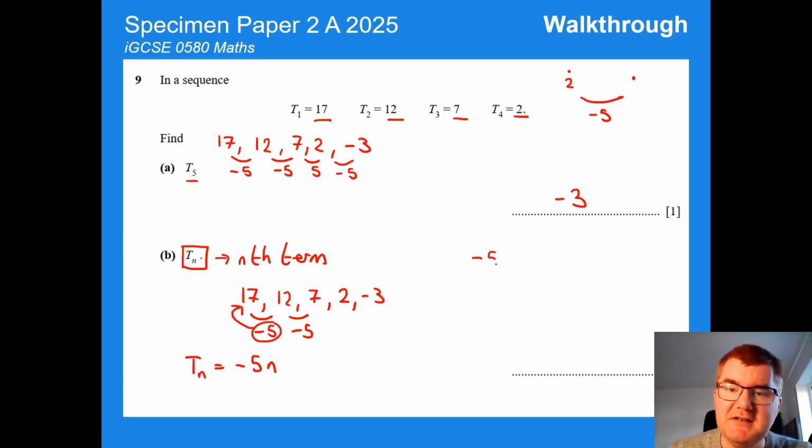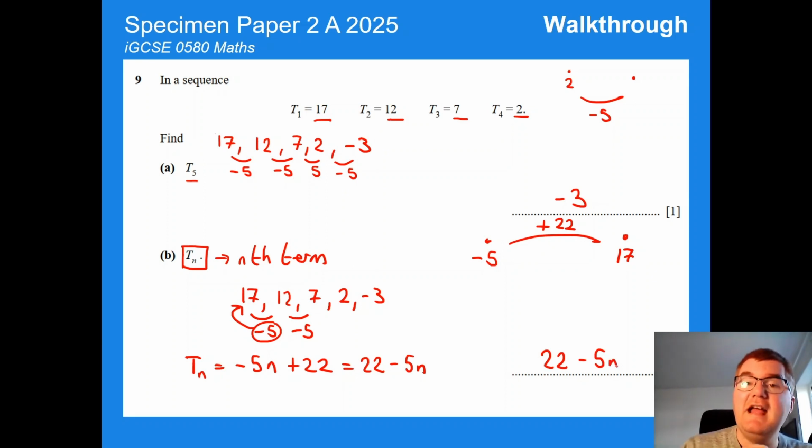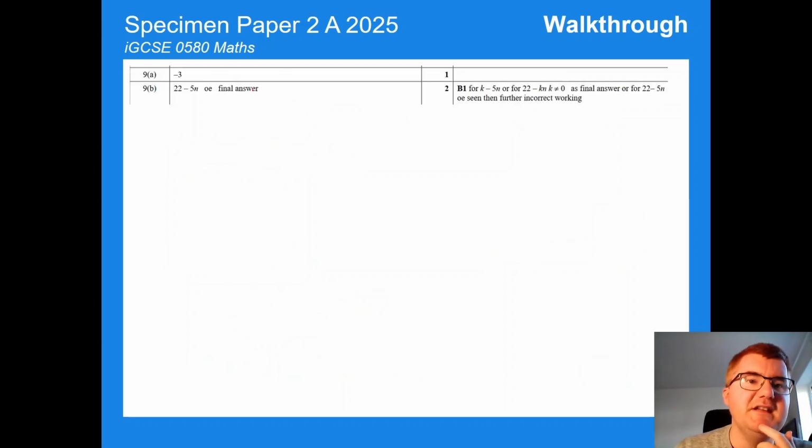And then what do we do to minus 5 to get to the first term of 17? So we start at minus 5, we want to get to 17. What do we add here to achieve that? And we add here 22. Notice 22 minus 5, that's going to be equal to 17. So our answer here will be minus 5n plus 22, which you can also write the other way round. So 22 minus 5n. So there you go, you can see the answers.